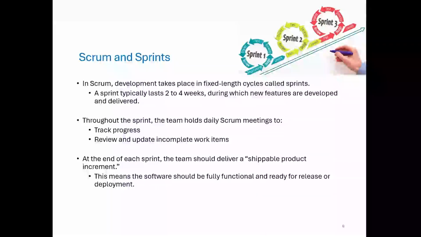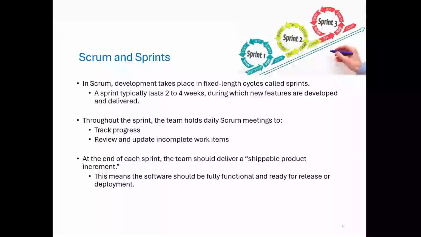During this period, the development team commits to a set of items from the product backlog and focuses only on completing them. Think of each sprint as a self-contained mini project. So it has a goal, a plan, and a deadline, and at the end, we expect to see something real, a working piece of software.